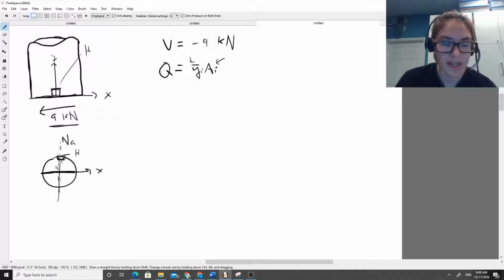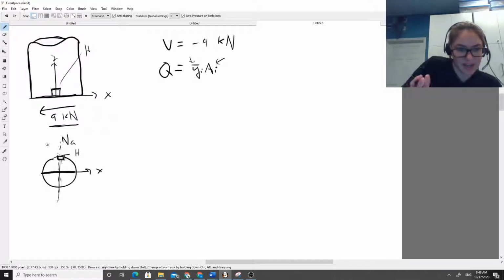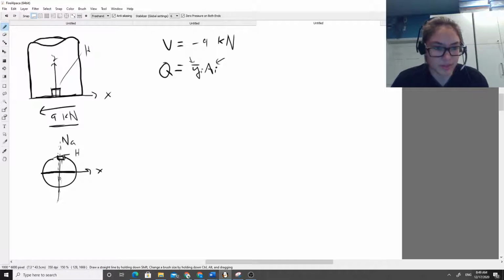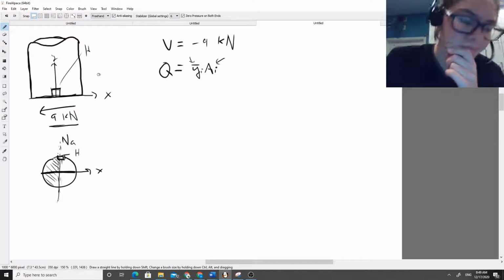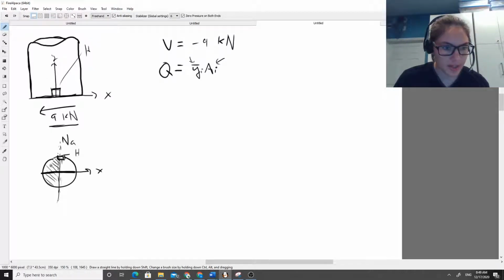So the outward area is the area that is outside, opposite from the point of interest, meaning that this is going to be your outward area. If the point were here, then this would be our outward area. We can find the outward area by strictly saying that's going to be 1/2 pi r squared. That's just half of a circle.